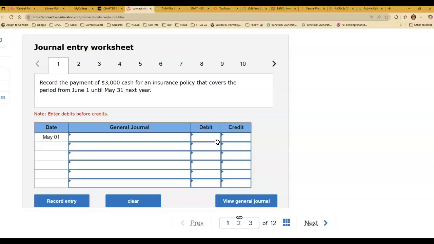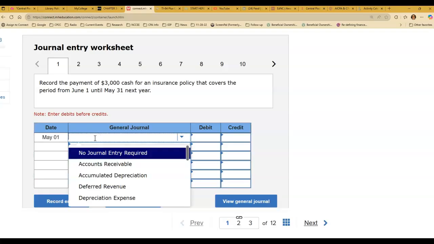May 1st, okay? So, on May 1st, don't bring the future into the present. What happened today? Don't worry about debits and credits. Prepaid insurance went with a $3,000 debit.